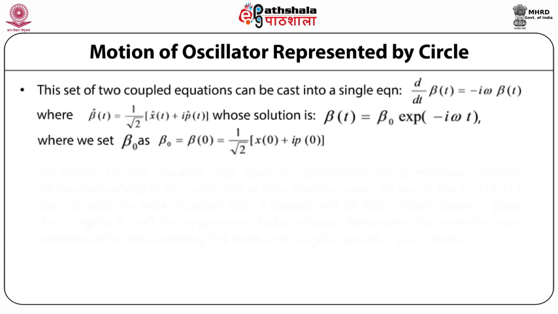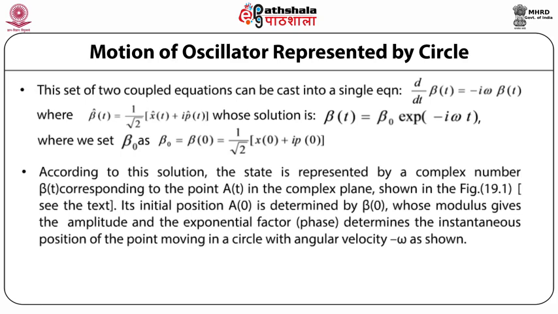The time evolution of the state given by the above equation has a simple geometrical interpretation. The state of the harmonic oscillator is represented by the complex number beta as a function of time, which corresponds to a point, say A as a function of time, in the complex plane. The initial position of the point is determined by beta at t equal to 0, whose modulus gives the amplitude of the oscillation, and the time-dependent exponential phase factor determines the instantaneous position of the point, which moves in a circle with angular frequency minus omega.